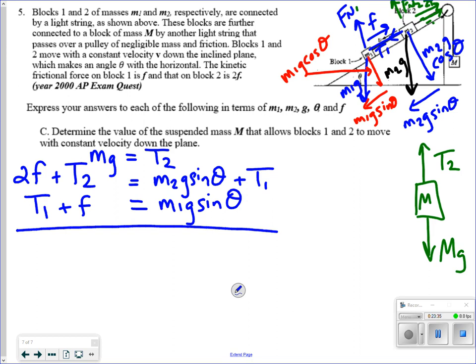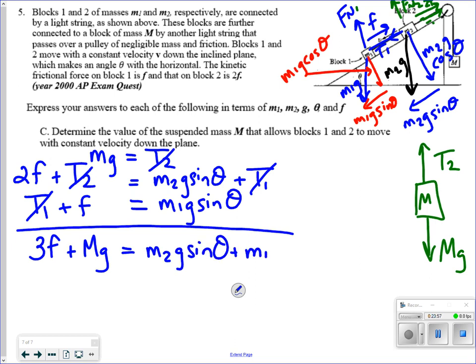Okay, so what you end up with are 3 equations. And watch this magic that happens, right? If we add the equations together, T2 drops out. T1 drops out, right? Because they're pulling in 2 directions for different things, so they cancel each other out, and we can just add these together. So we get 3F plus big M little g equals M2 g sine theta plus M1 g sine of theta. All right, so it simplifies really nicely.